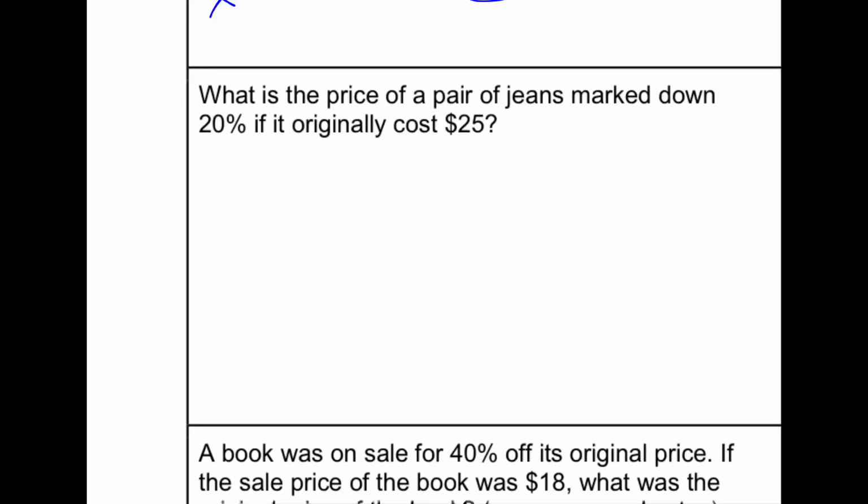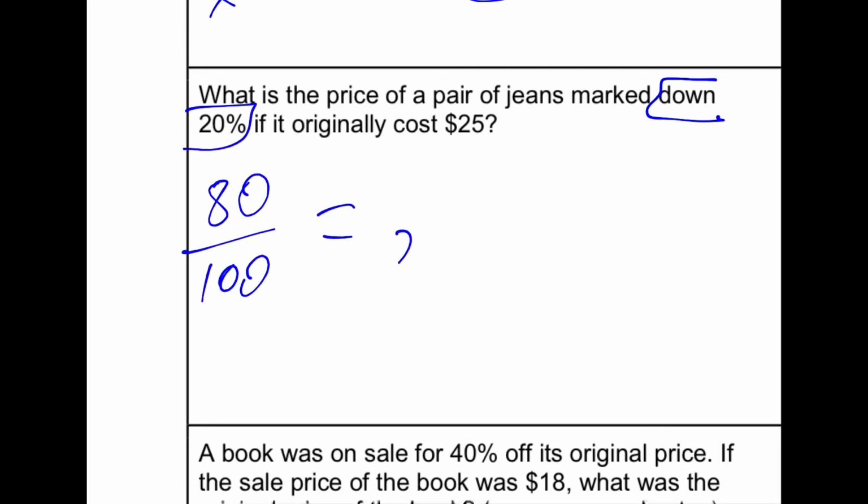The confusing part with this one is marked down 20%. So what we're looking at is 80% of the original price. And the original price is 25. So you cannot really use 20 here unless you want to find the discount and then subtract. If you want to do it in one step, we're going to take 100 minus 20. Once you cross multiply and solve, you get an answer of 20.